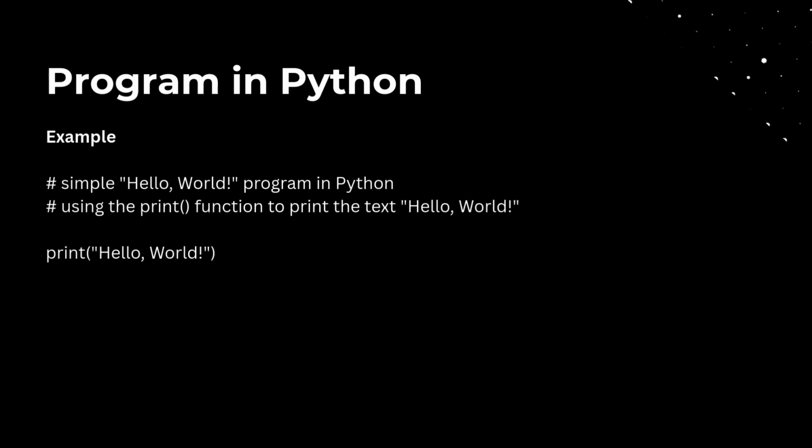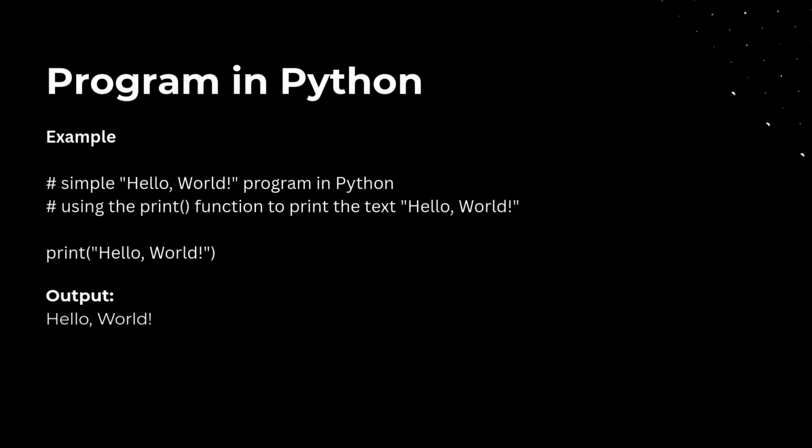Program in Python. In this video, we will learn how to write a simple Python program to print the classic hello world. So here is the hello world program, using the print function to print the text hello world. Output will be this. Here we use the print function, a built-in Python function, to display output to the user.